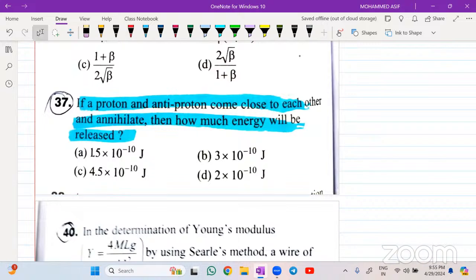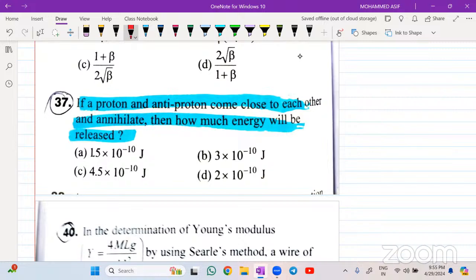If a proton and antiproton come close to each other and annihilate, how much energy will be released? Now see, the energy release formula will be equal to how much? कितनी energy निकल रही है? पहले energy निकालो. Mass of the proton must be equal to mass of your antiproton. Energy equivalent कितनी है? 1 AMU.